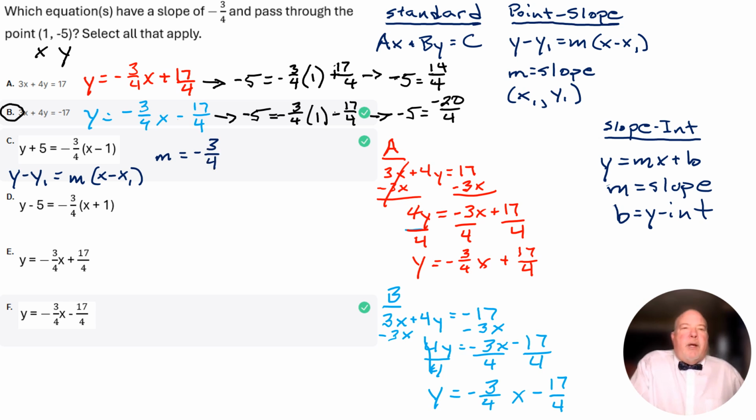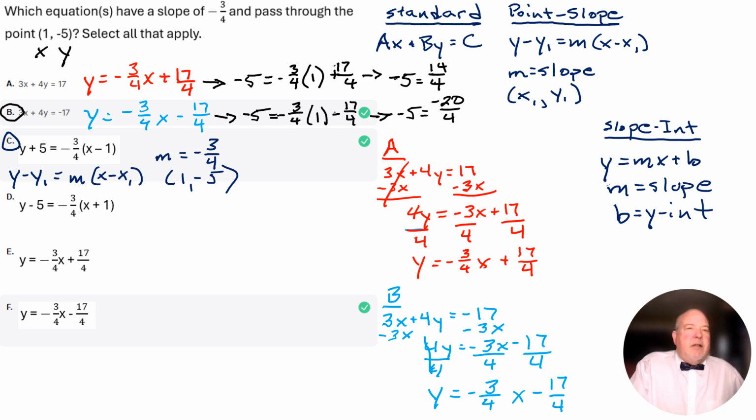The point comes from the x1, y1. So the x1 is positive 1. Remember, the signs are backwards here because the standard form is minus. So the x1 is positive 1, and then the y1 is negative 5. So this goes through the point 1, negative 5, which is what we want. So this one is also good.